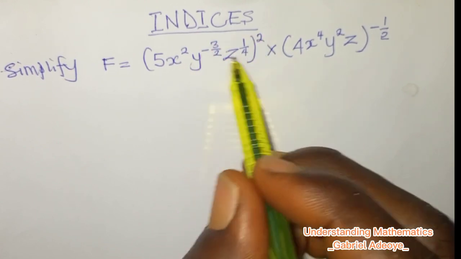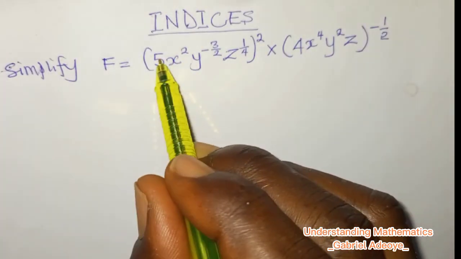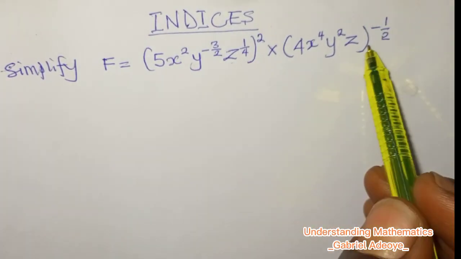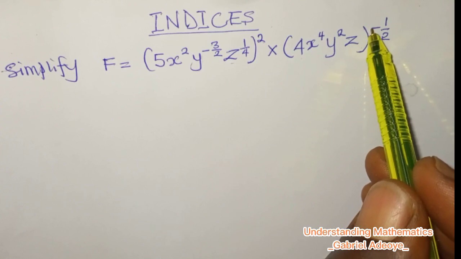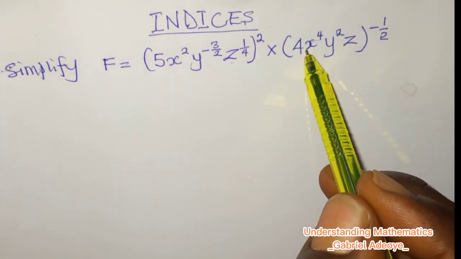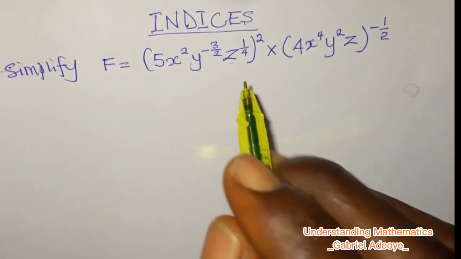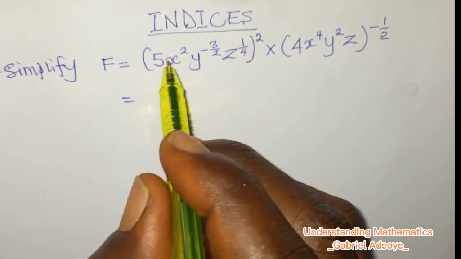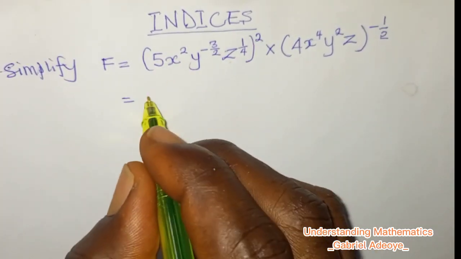So the first step here: you see 5x squared, y raised to power minus 3 over 2, z raised to power 1 over 4, all squared. So this square affects all terms inside this bracket. Same thing for the power minus 1 over 2, which affects all of x, y, z inside this bracket. So to open that bracket, we have 5 squared, which is 25.